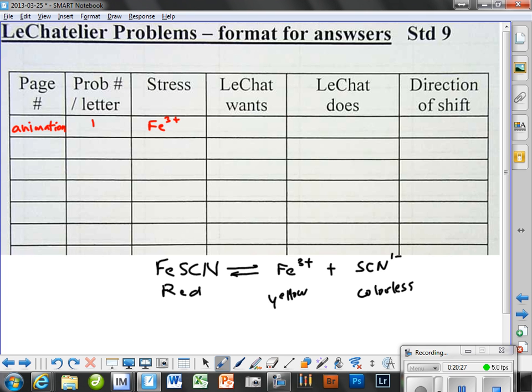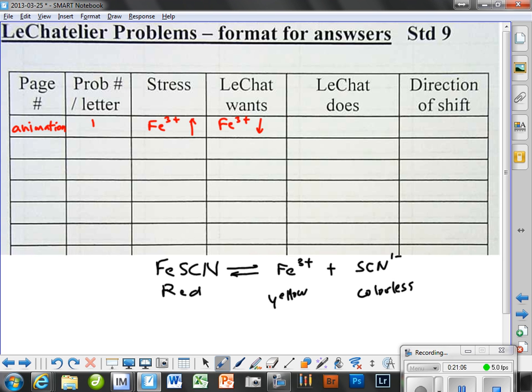Now you want to do this on the back of your paper. Everyone, back of your paper, you want to copy this down because you're going to learn how this stuff works by doing it. So did I say add or take away? Add. Okay, well, if we're going to add him, his concentration goes up, right? So just an up arrow is fine. I'm making this as simple as I know how to make it. Okay, what does Le Chatelier want to do? Fe3 plus, he wants to get it down.